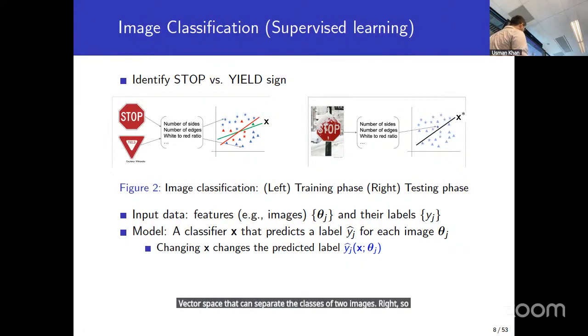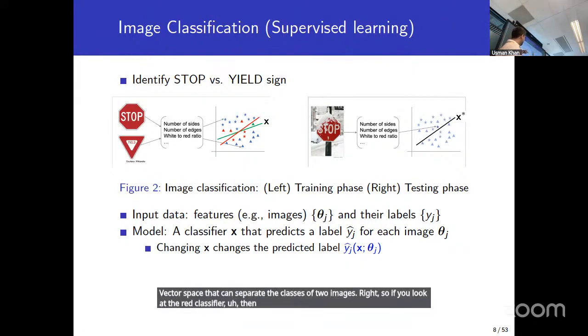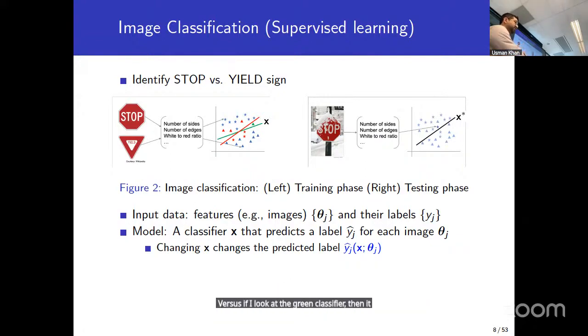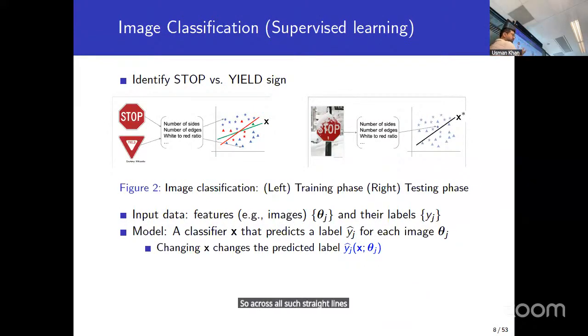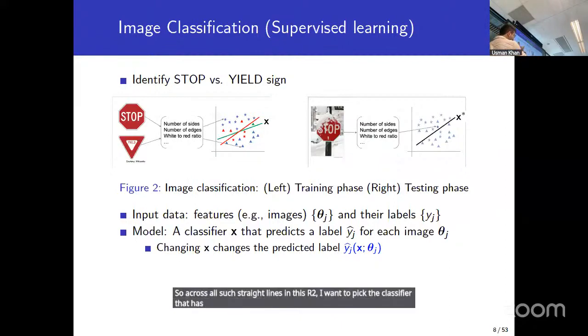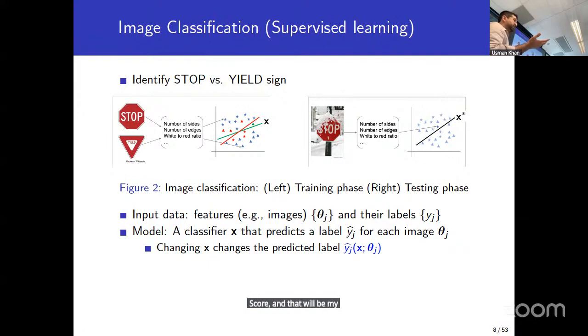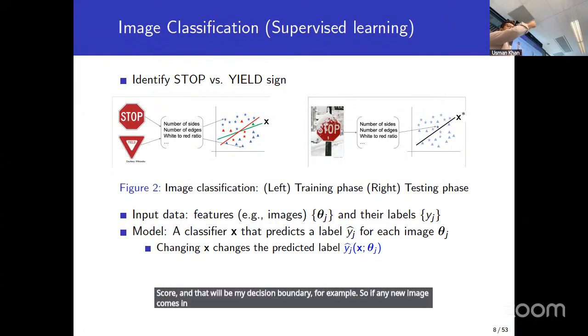So if you look at the red classifier, then I misclassified 3 red triangles and 3 red stars. So the score of this classifier, let's say, is 6. Versus if I look at the green classifier, then it misclassifies an additional green triangle. So the score of this green classifier is 7. So across all such straight lines in this R2, I want to pick the classifier that has the minimum score, and that will be my decision boundary. So if any new image comes in, I'll just see where it lies with respect to this straight line, and I'll declare it as a stop sign or a yield sign.